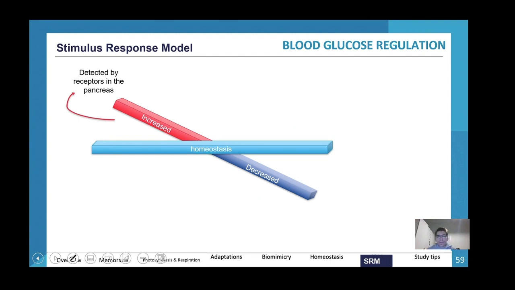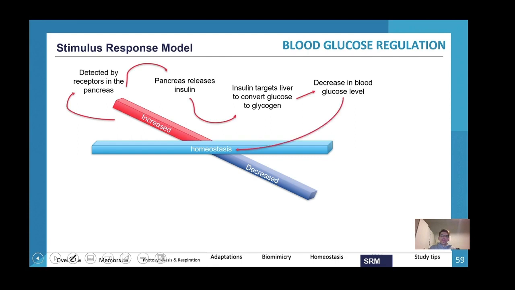Another important one, which I did touch upon a little bit, is blood glucose regulation. Now, this is detected by the receptors in the pancreas. The pancreas will release insulin, and the insulin targets the liver to convert glucose to glycogen, which will eventually lead to a decrease in blood glucose levels and result in a homeostatic state.